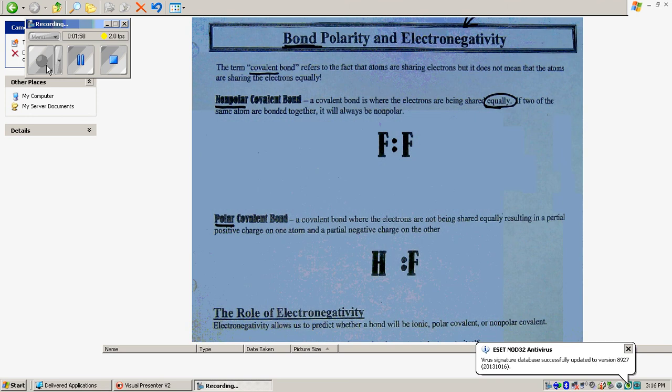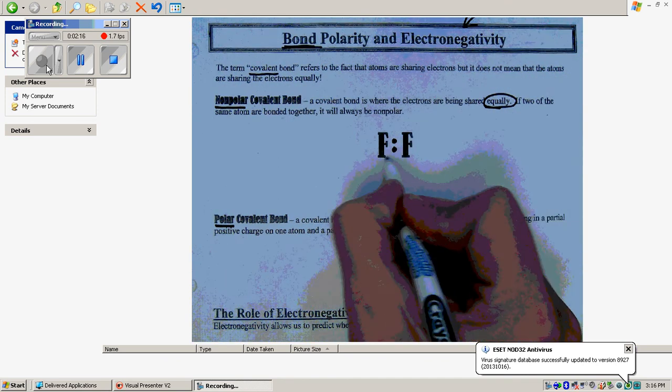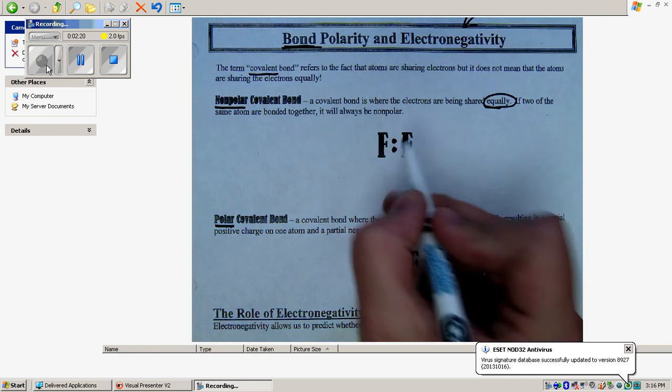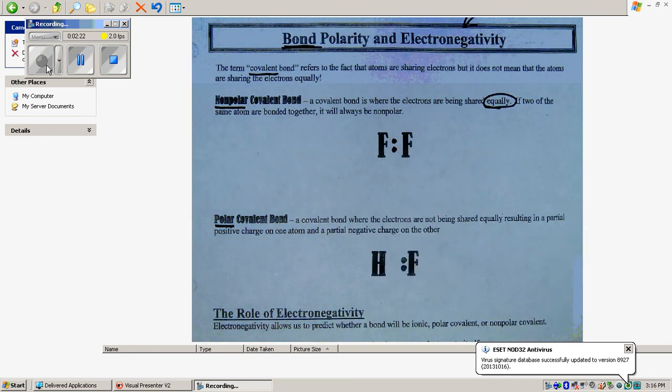And because they're being equally shared, you can envision them sort of positioned halfway in between. Now, really, we know electrons are buzzing around all over the place, but it's being equally shared. So each nucleus is getting the effect of those electrons equally. If the element is the same, then the sharing will be equal for sure.